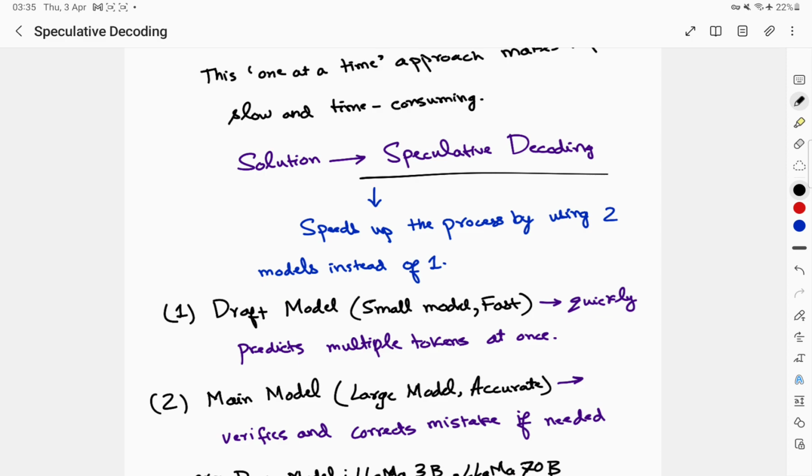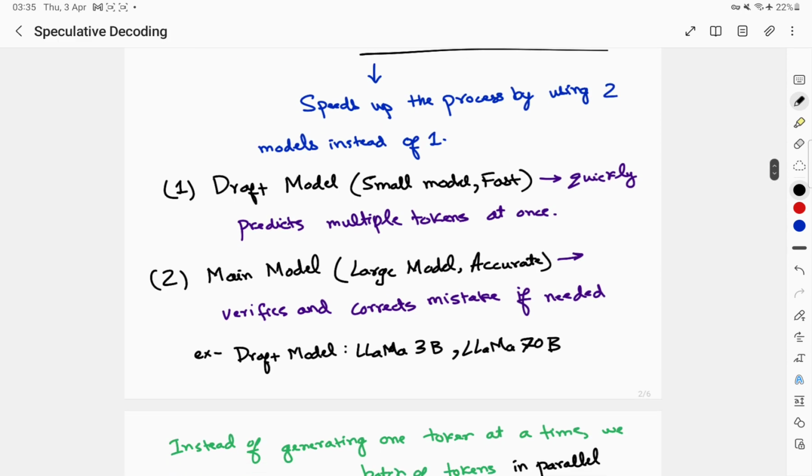Now let's talk about what happens exactly in the speculative decoding phase, right? So speculative decoding speeds up this process by using two models instead of one. The first model is often known to us as the draft model, which is a smaller model, and it's designed to be fast. What it does is quickly predict multiple tokens at once. And then we have the main model, which is our large language model, designed to be more accurate and better in terms of performance and the quality of generation. So the main model verifies and corrects the mistakes from the draft model if needed.